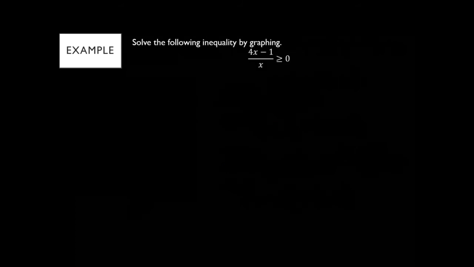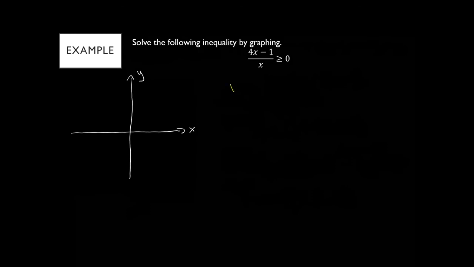So here's one. We're going to solve the inequality by graphing. And in order to do this, we need to determine where the x-intercepts are, where the horizontal and vertical asymptotes are, and then we can get a graph, and then we can solve it. So let's go through all that, and I'm going to make a graph here as best I can.